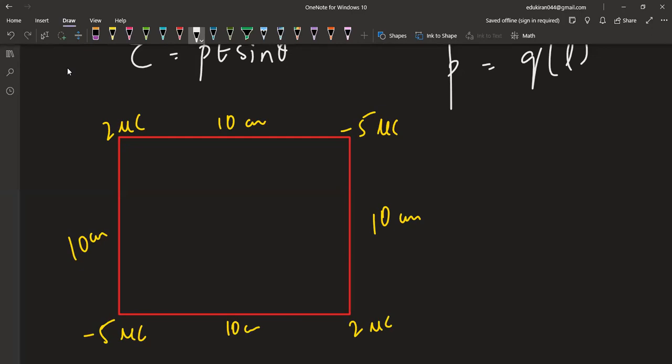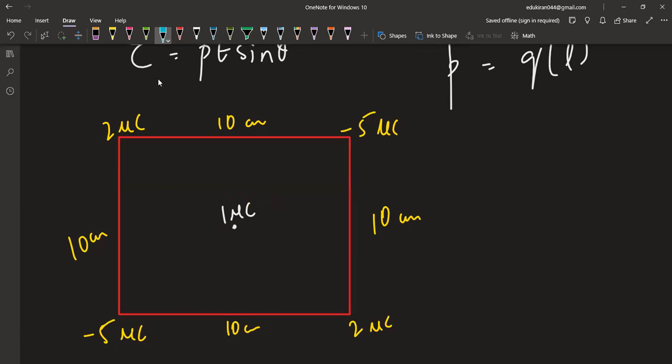What is the force on a charge of 1 microcoulomb placed at the center of sphere? Not sphere, it means the center of a square only. Tarif, that is a misprint in your question. This is talking about a square, so sphere won't come. So here 1 microcoulomb is there.